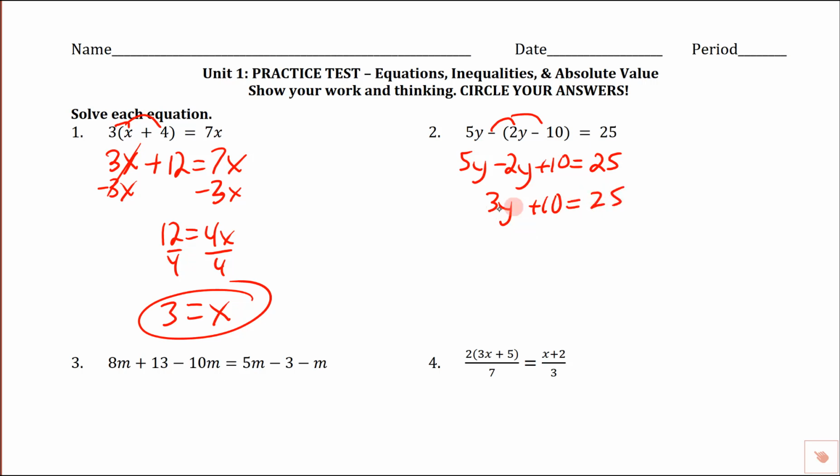Now we've got a two-step equation. There's the variable term, so we're going to isolate that by subtracting 10 from both sides. So we get 3y on this side, we get a 15 on the other side, and again, just like over there, last step is we're going to divide. So we're going to divide both sides by 3. Those are going to cancel each other off, so we get, let's see, 15 divided by 3 is 5. Go ahead and circle that, and that's our answer.